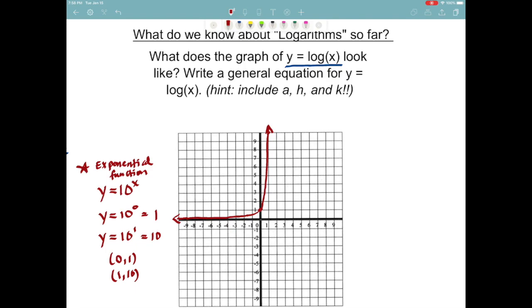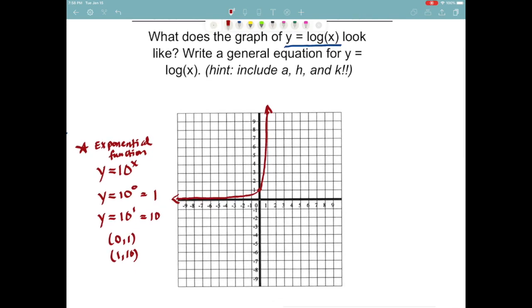Our exponential function, remember, is going to be the reflection across that line, y equals x. But we also know here then that if we're going to graph this function, which is y equals log of x, or log base 10 of x, those points are going to flip. We're going to have the point (1, 0) and the point (10, 1).